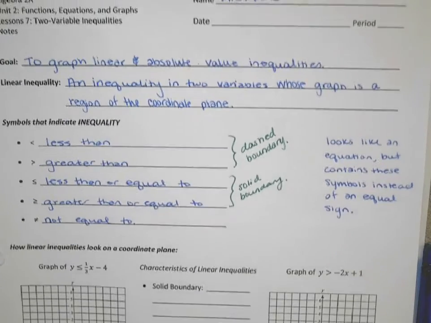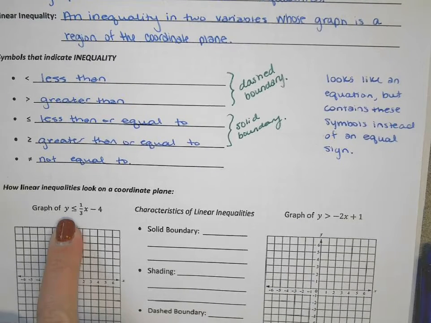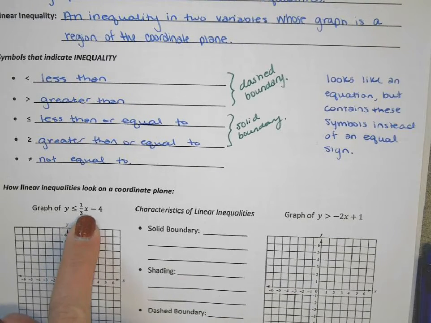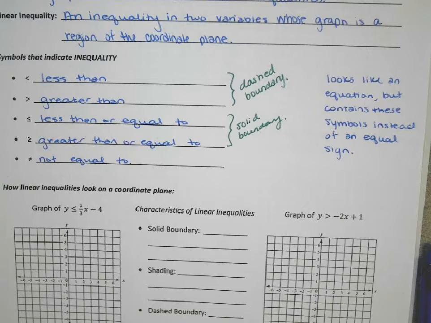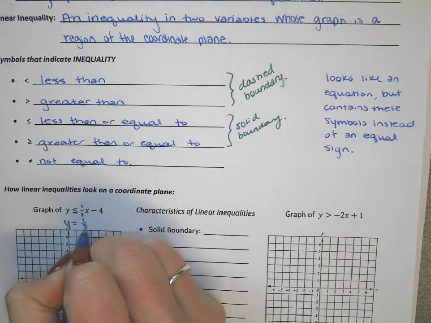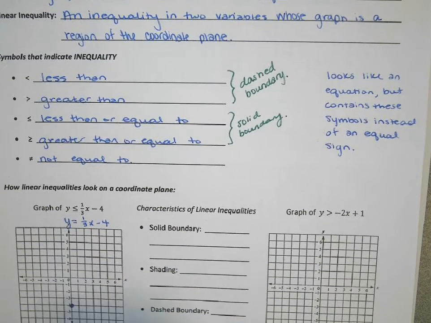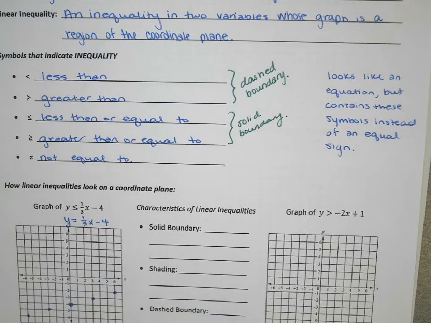So we're going to talk about how linear inequalities look on a coordinate plane. So the first one is to graph y is less than or equal to 1/3 x minus 4. Now what we're going to do is pretend that this says y equals 1/3 x minus 4, and graph it just like we know how to graph that equation. Go to the y-axis, go to -4. That's going to be your y-intercept. Your slope says to go up 1, right 3. Down 1, left 3. So there's our line.